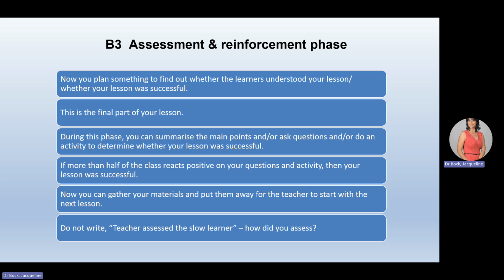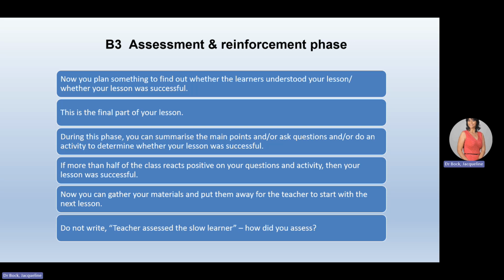So this is the final part of your lesson. We can also call it the conclusion of the lesson. During this phase, you can provide a summary, the main points of the lesson, and sometimes you can ask them, what have you learned? They can also provide a summary of the lesson to you, but you will have to consolidate also. This will give you an indication whether your lesson was successful. And if more than half of the class reacts positively, then your lesson was good.